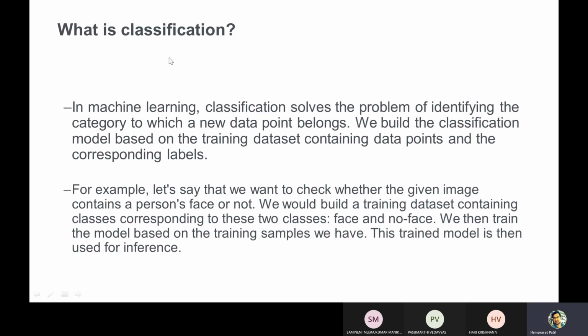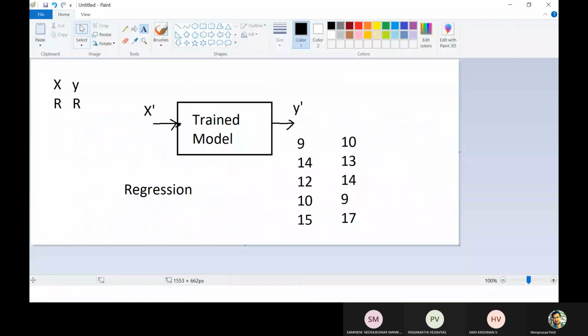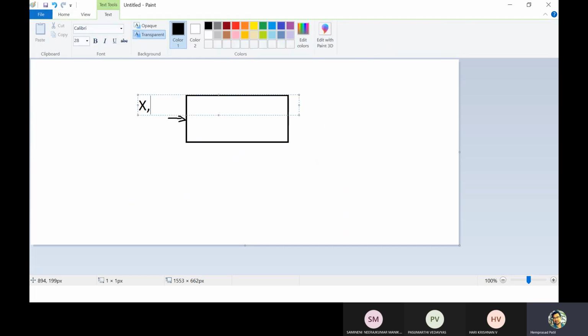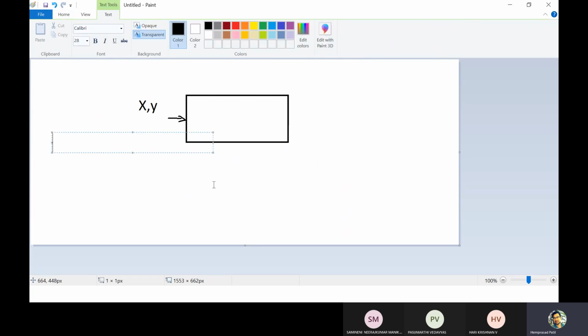And what is classification? In machine learning, classification solves the problem of identifying the category to which a new data point belongs. For an example, say there is some model like this, and initially we are performing the training. At the time of training, what do we provide? Data as well as label. So this is data and this is the corresponding label. Now observe here, this is X, this is Y.